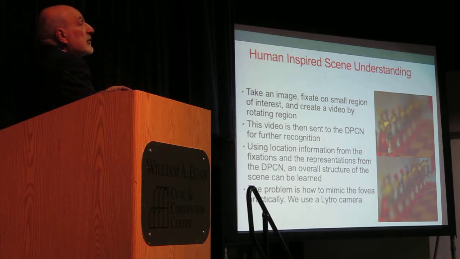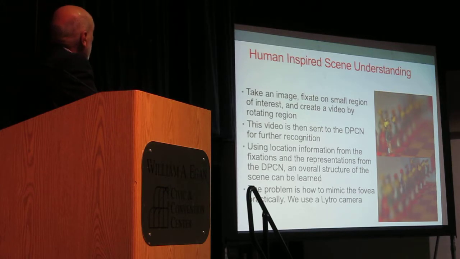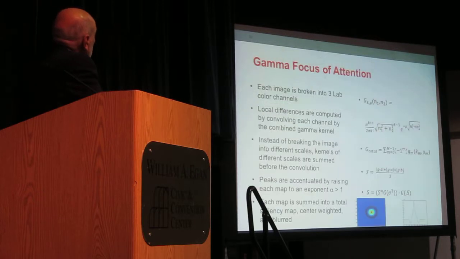The advantage of this is that we can go back to pixel-based computation. We don't need to have this very large convolution network. And we implemented this with a Lytro camera. The beautiful thing about the Lytro camera is that it blurs the world depending upon the focus. So you see, if the Lytro camera focuses on this person in this image, all the others are blurred. And so the first step that we have to do is come up with a focus of attention.